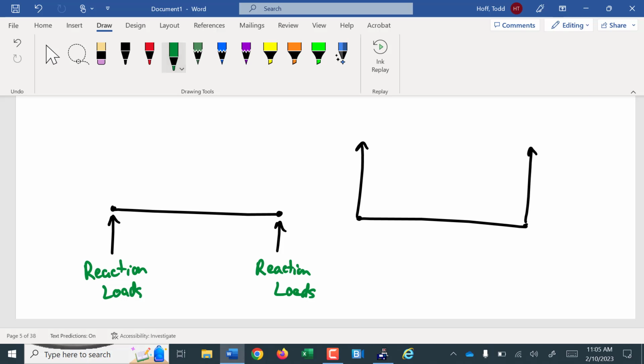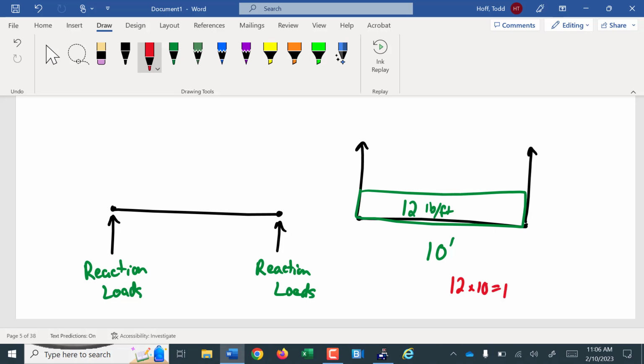Like here, if this were a box, let's say this is 10 feet, and let's say this weighs, or a beam or whatever that weighs 12 pounds per foot. The total load there would be 12 times 10, 120 pounds, right?